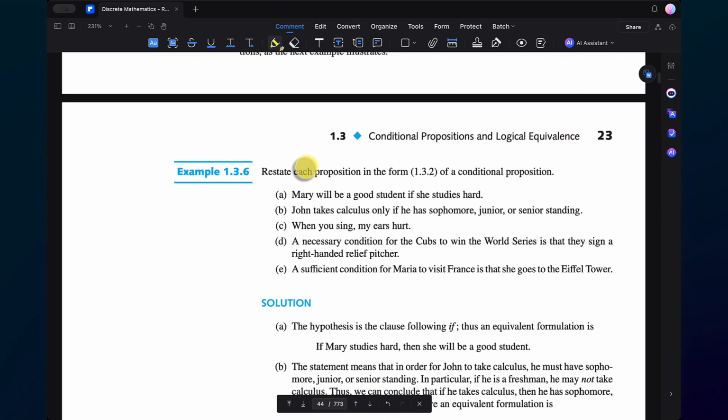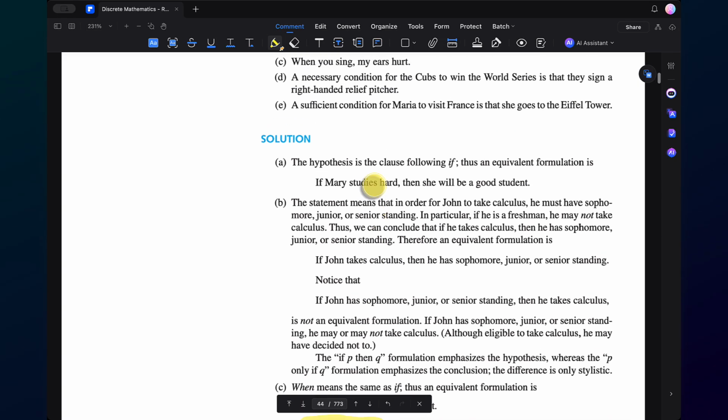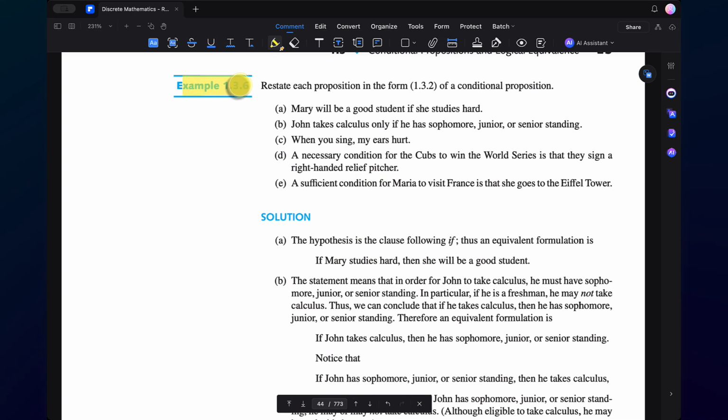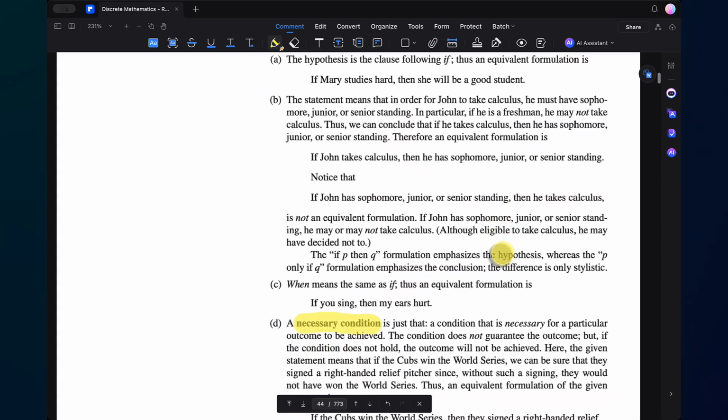So let's go through this. This is the idea of a necessary condition. So let's look at D here in this example. A necessary condition for the Cubs to win the World Series is that they sign a right-hand relief pitcher. So what's a necessary condition? A necessary condition is just that, a condition that is necessary for a particular outcome to be achieved. In other words, there's no other way, they must do that, is what the idea is.